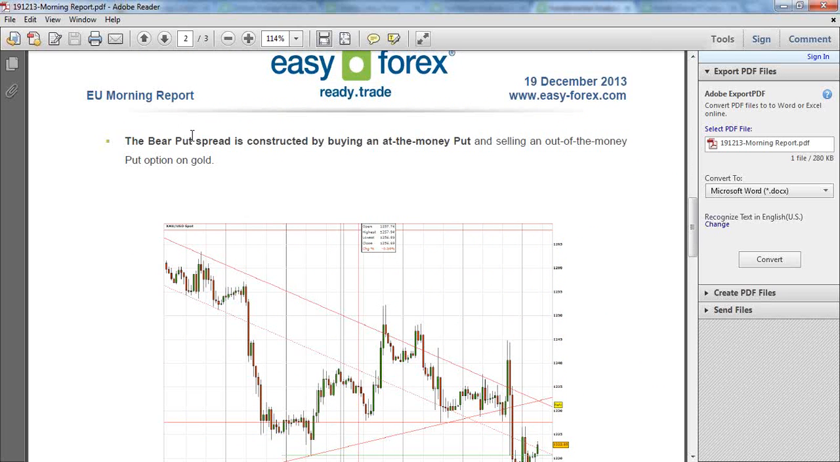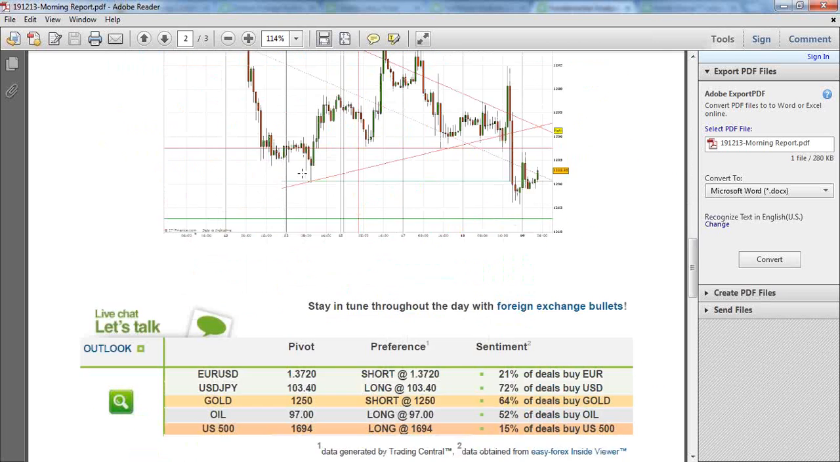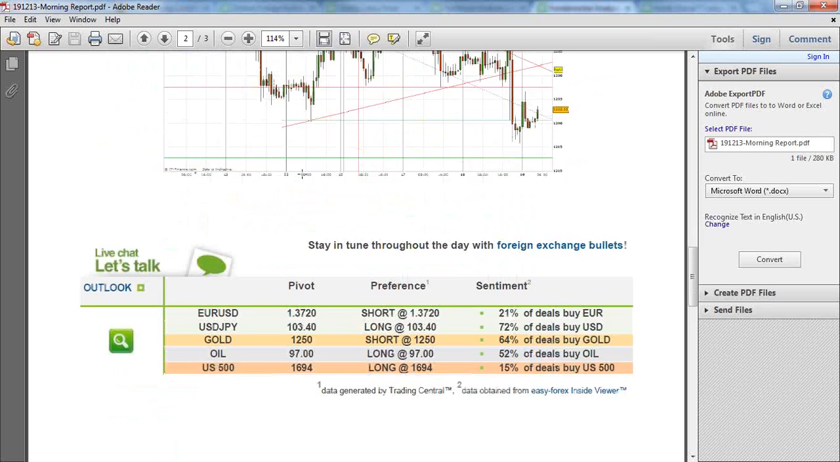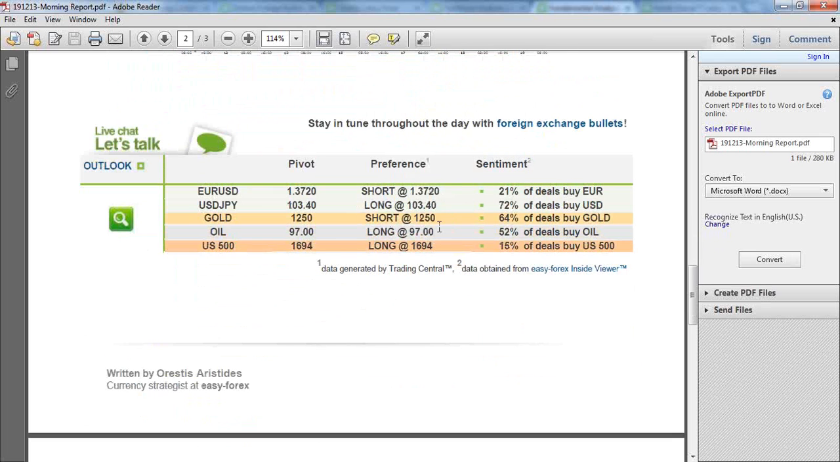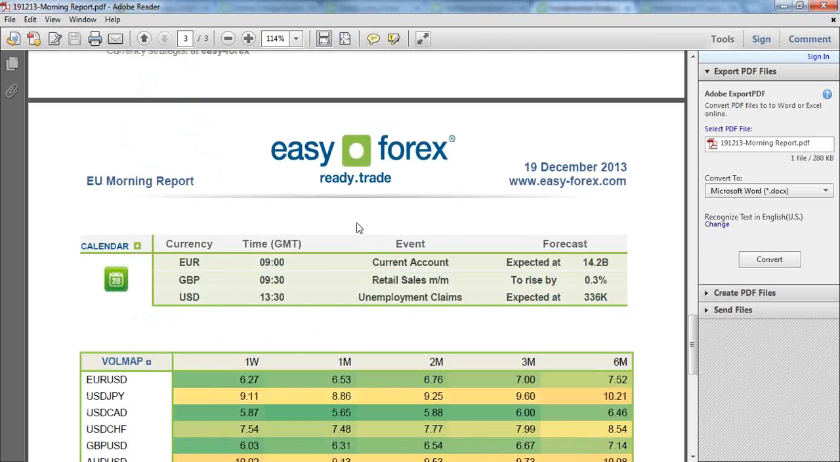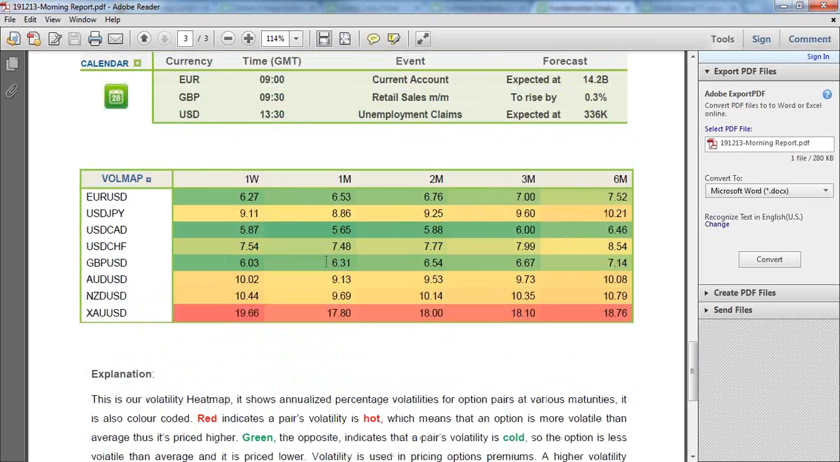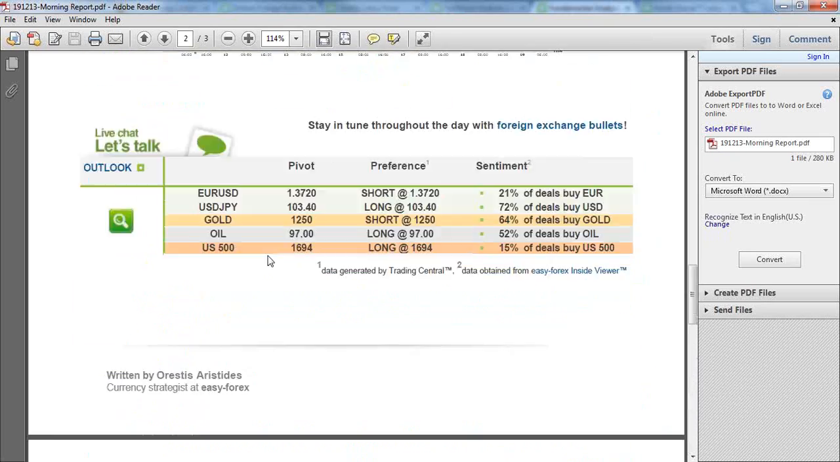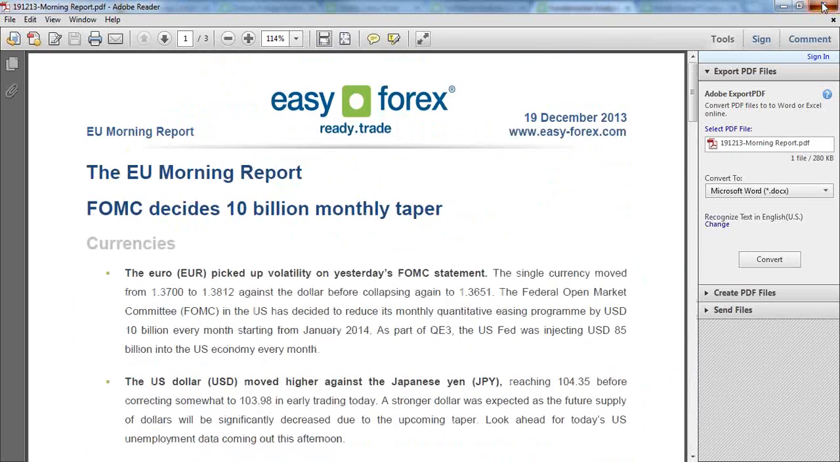This is suggesting a put option on gold. And we've also got the trading essential reports for some of the top traded pairs. And we've got some options, volatility maps if you like options. That's the easy-forex morning report.